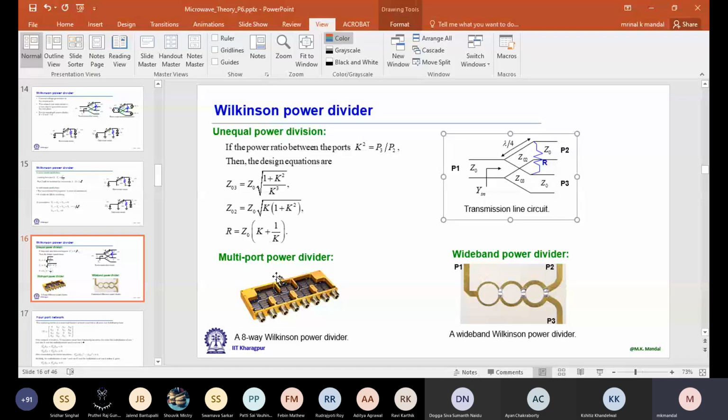Since the length of the impedance transformer at lower frequency is long, they use some sort of meandering. Okay, let me zoom it. In this figure, it is more clear.